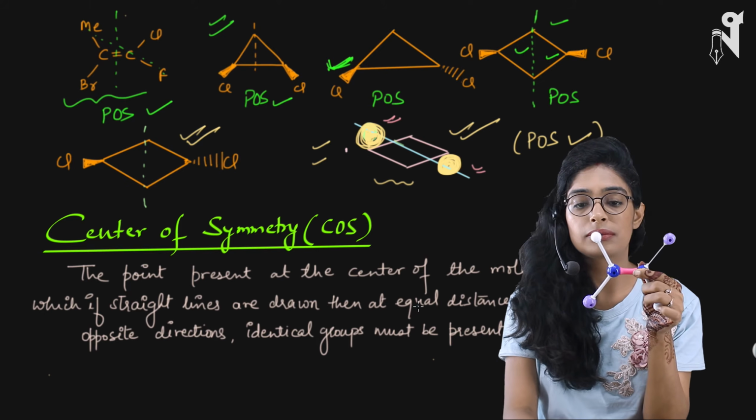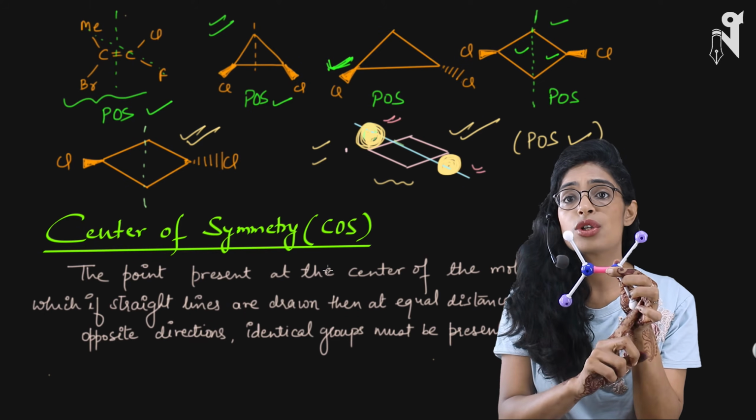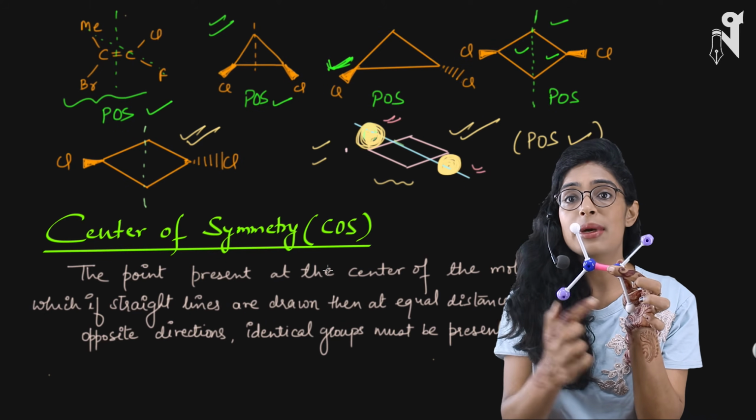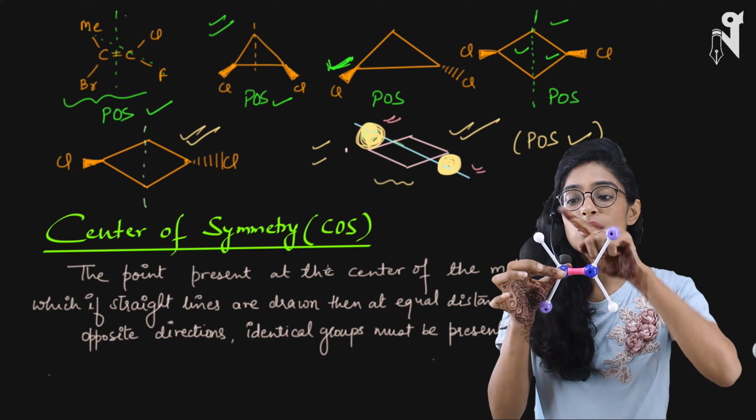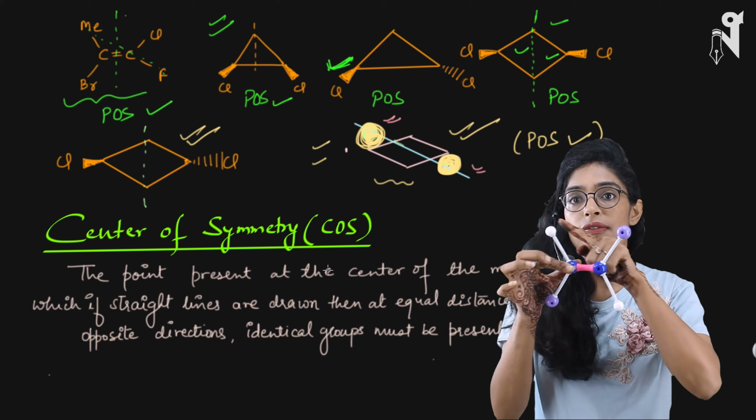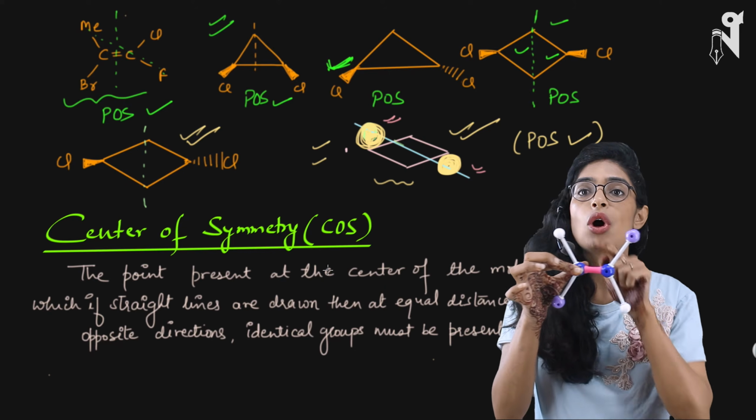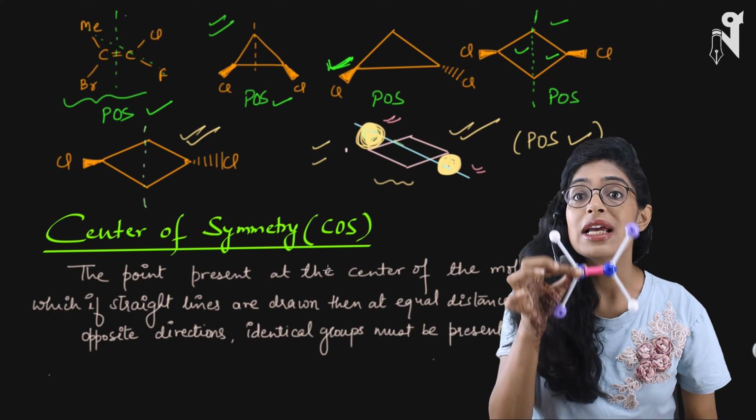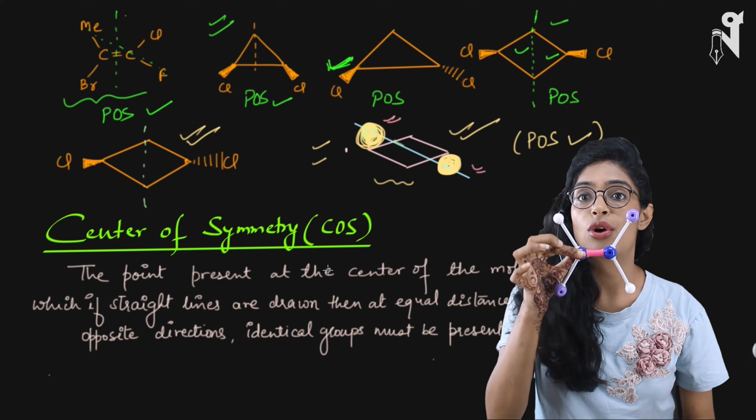So no matter whichever direction I draw the straight line in, I must get two same groups. So if I draw a straight line like this, we have two same groups in the opposite direction with respect to each other. This is called center of symmetry.